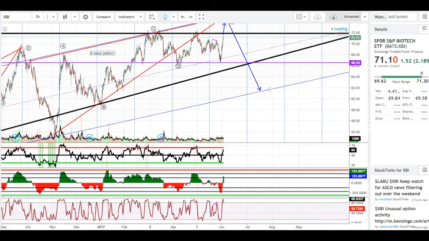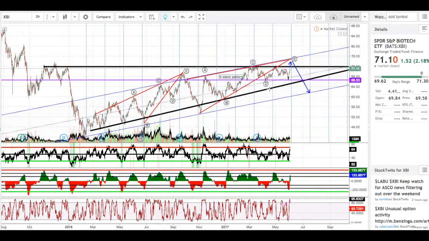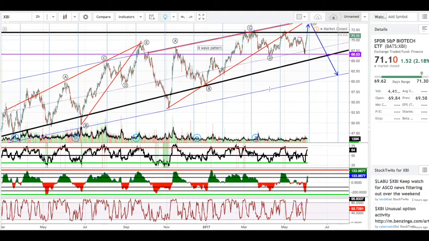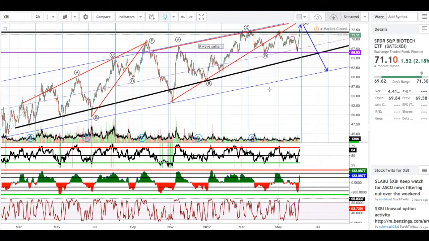And it is a rising wedge. So rising wedges have a 9-wave pattern to them. And I'll count the first one out. We have a 1, 2, 3, 4, 5, 6, 7, 8, 9 right at the apex.